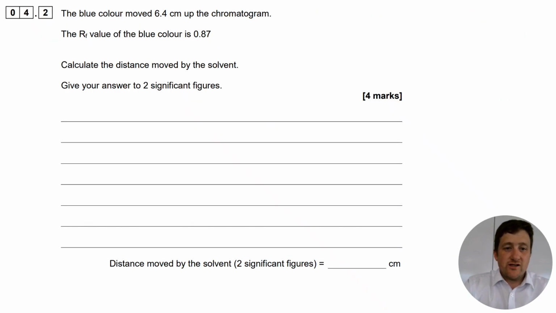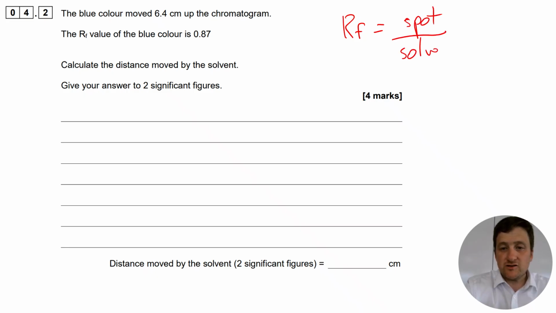Here we go. Calculate the distance moved by the solvent. Well, you need to know your calculation, which is Rf equals the spot distance divided by the solvent distance. Now again, it's 4 marks. There is no way on earth it's only going to be 4 marks. So there's going to have to be some solving, rearrangement, and if you notice, there's 2 significant figures, so there's a fair bit we've got to do here.